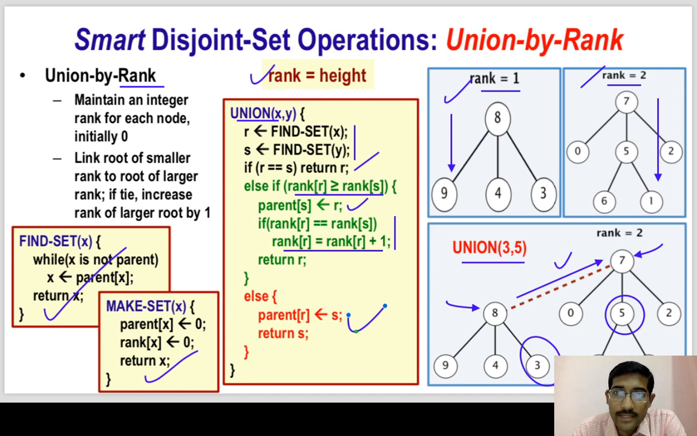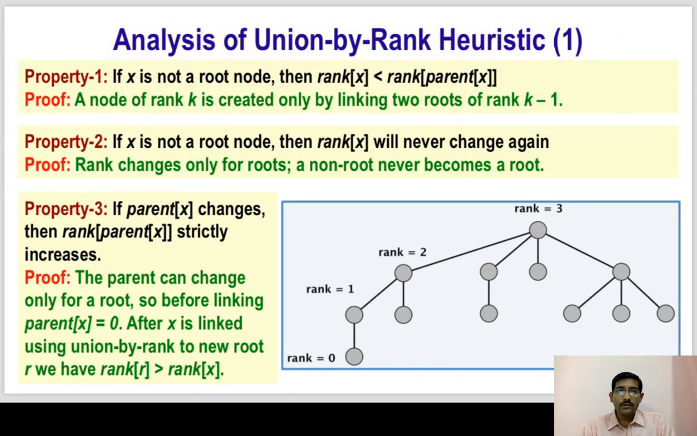So let us now analyze how this kind of heuristic, union by height or rank instead of by size, fares. First of all, some simple properties of this heuristic. If X is not a root node, then the rank or height of X must be less than the rank of the parent of X. This is pretty obvious. For all the non-root nodes like this one, the parent has a higher rank.